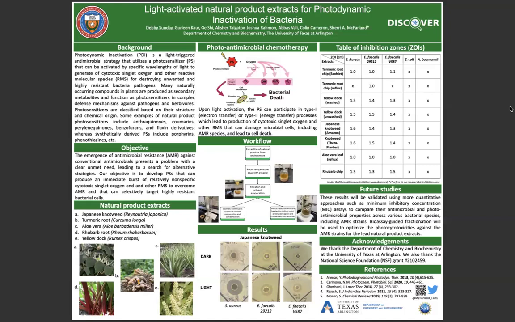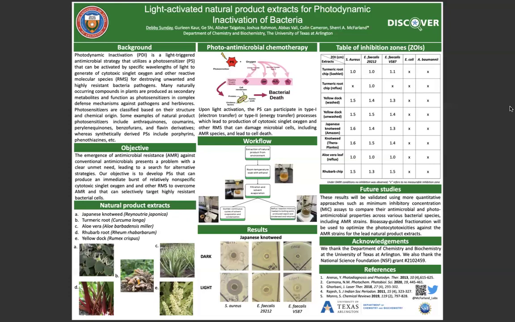One mechanism is type 1 electron transfer, where the photosensitizer absorbs light and becomes excited, and transfers its energy to nearby molecules, which can then react with other molecules in the cell, leading to cell death. Type 2 energy transfer involves the activated photosensitizer transferring its energy directly to atmospheric oxygen in its triplet form. This then leads to the formation of singlet oxygen molecules that are cytotoxic and can damage the cell membrane, DNA, proteins, and ultimately lead to bacterial death.